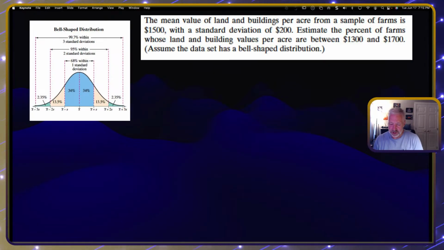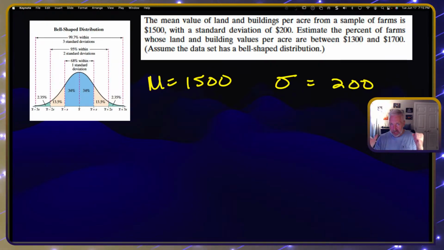Just saying. So the mean value of land and buildings per acre from a sample of farms was $1,500. So the mean was $1,500. Okay. Standard deviation of 200. So I'll go right here to the side. Write the standard deviation. Estimate the percent of farms. And remember, with the empirical rule, we're talking about what percent of the data lies between here and here, here and here, and so on. So estimate the percent of farms whose land and building values per acre are between 1,300 and 1,700. Assume the data set has a bell-shaped distribution. No problem. Here's what I'm going to do. I'm going to sketch one. Let's see how this goes.